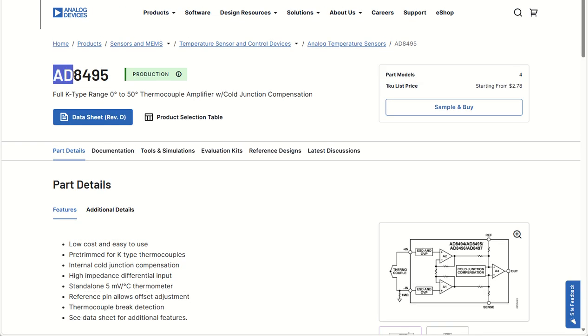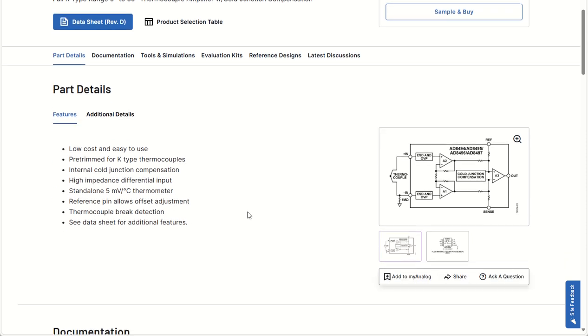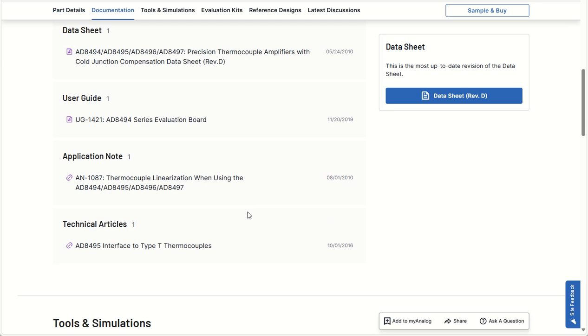I have taken a part number which is AD8495. There are various part numbers like AD8494, 95, 96, 97. There are four part numbers in this particular series. So if you talk about AD8495, this is the full K-type range for 0 to 50 degrees centigrade ambient temperature working. And some features we'll talk about soon.